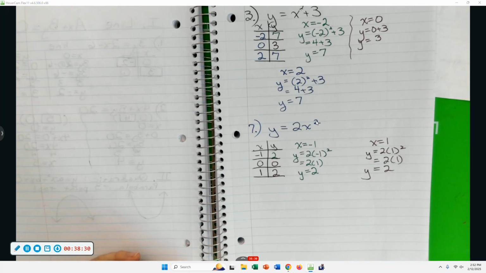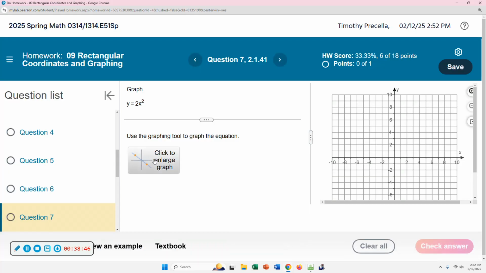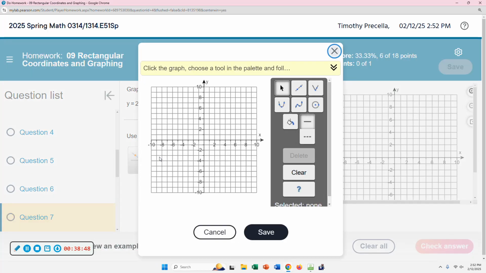Well, 2 squared is 4 times 2, 8. That's okay. But what about a 3? Theoretically, we can plug a 3 in. But it wouldn't fit on the grid when you're ready to graph it. Let's go ahead and graph it. Okay. I'm just going to say click to enlarge.